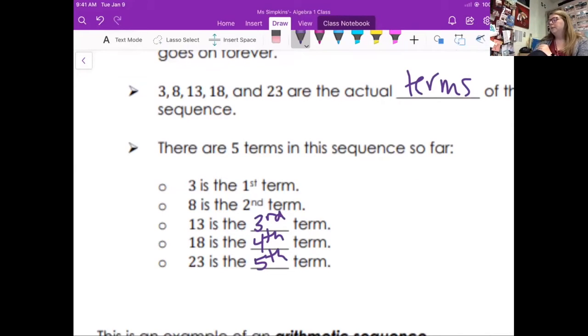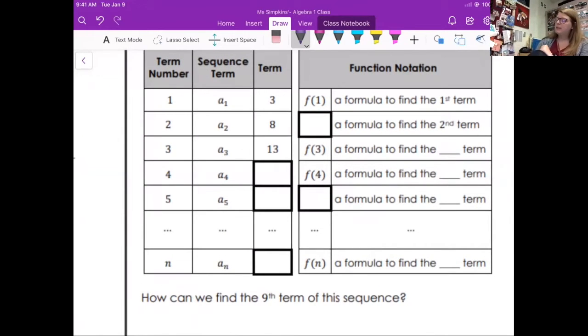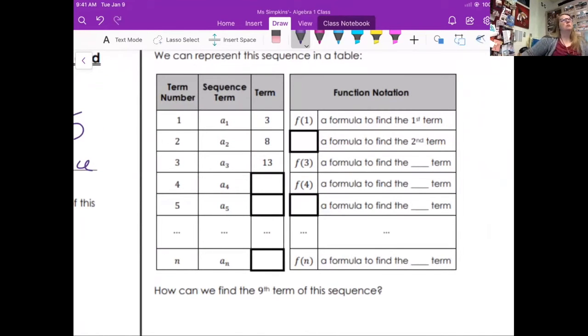So we're going to make a couple of tables and fill in the missing pieces. This first table is just talking about the notation. When I'm talking about the first term, I don't want to use 1 because that could be confused with the actual number. So we call it A1, the first term. A2 is the second term. A3 is the third term. A4 is the fourth term, and for this sequence, the fourth term was 18. A5 is the fifth term, and for this sequence it was 23.